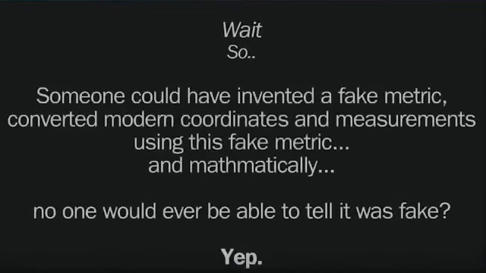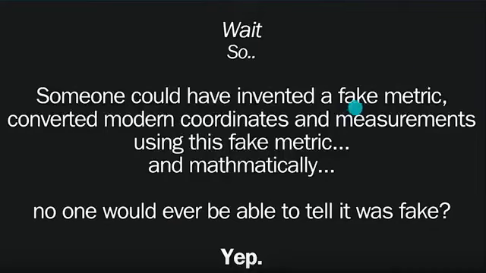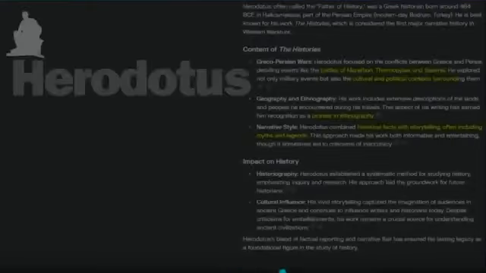So it's like, wait a second. So someone could have invented a fake metric of stadia, converted modern measurements and coordinates to this fake metric, and mathematically, no one could tell. Is that what I'm saying? 100%. That's what I'm saying, and that's what I'm saying happened.